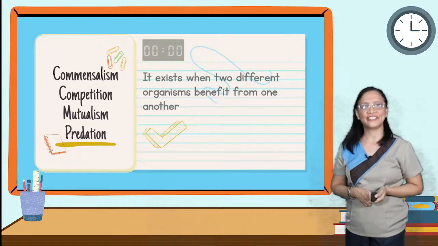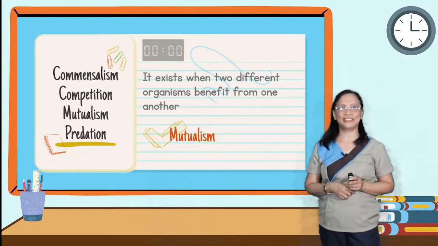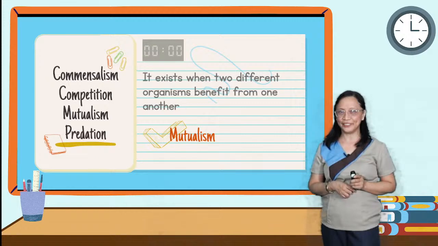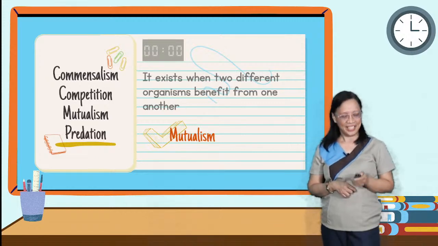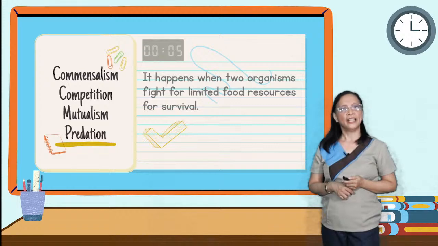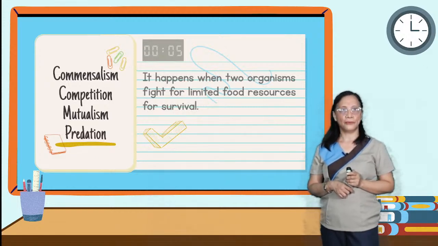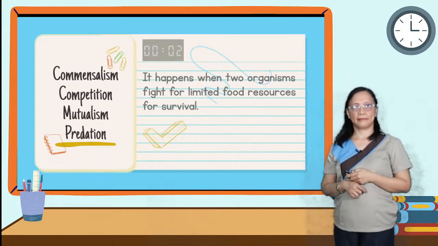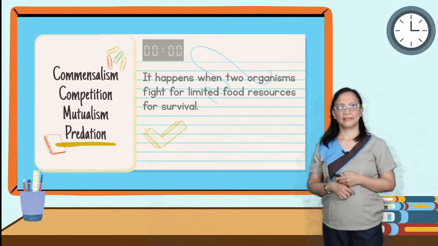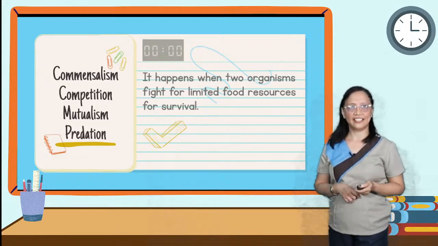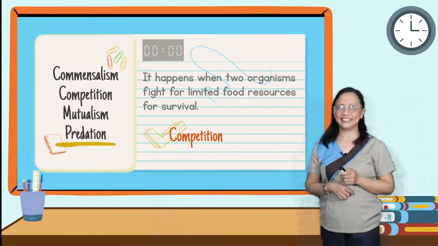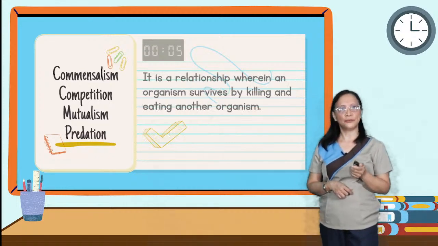And the correct answer is mutualism. Did you write the correct one? I hope so. Let's go to the next number. It happens when two organisms fight for limited food resources for survival. What is that? And the correct answer is competition. Let's have the third one.